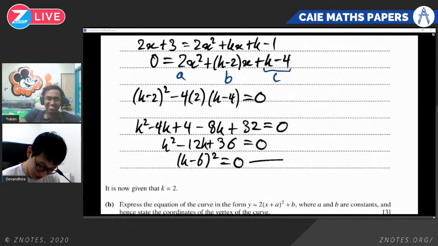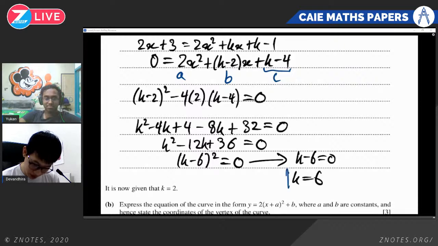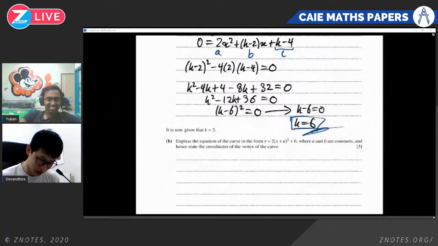Anyways, this is so easy already. We can just square root both sides, and we have k minus 6 is equal to 0. And we'll have k is equal to 6. And that's it. I'm sorry for the mistake. Thanks for being with me. It's okay. I would have died if you weren't here.